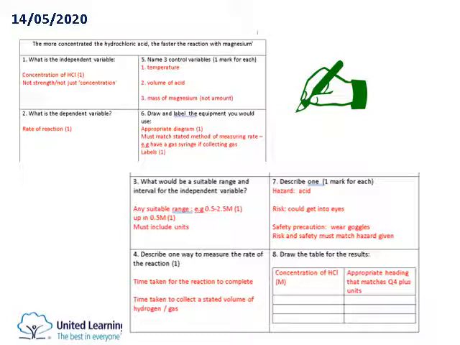So a hazard is what is causing the risk. So it's the acid that causes the risk. The risk is it could get into your eyes and it could irritate your eyes. A precaution you need to take is to wear goggles.